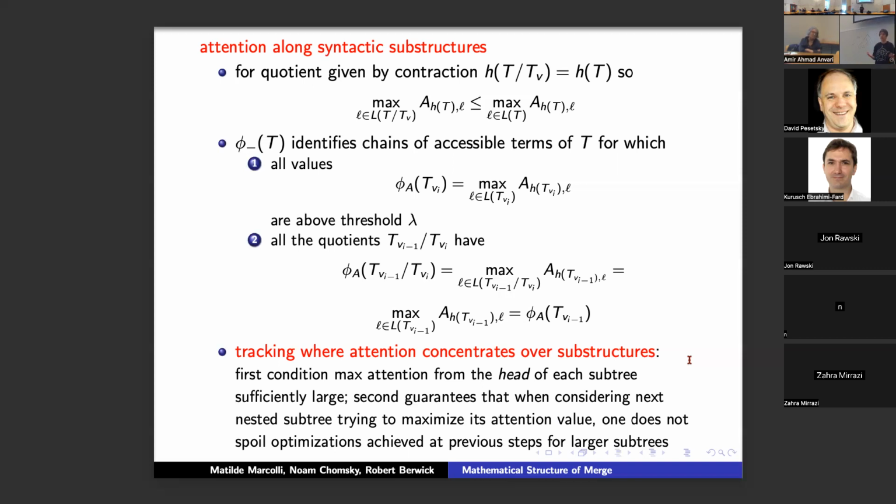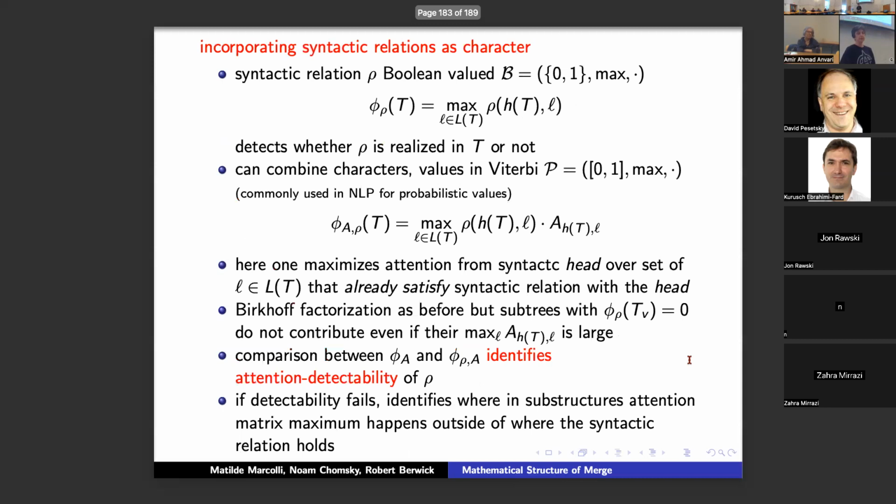And this is a way of measuring to what extent these probabilities constructed by these attention modules are seeing substructures and their structural relations. And this is a priori not targeted to one specific syntactic relation. You can make it targeted to probing to what extent you can detect one specific syntactic relation consistently across substructures, by introducing the syntactic relation itself as a Boolean part of your character together with the attention. So these two things are coupled.